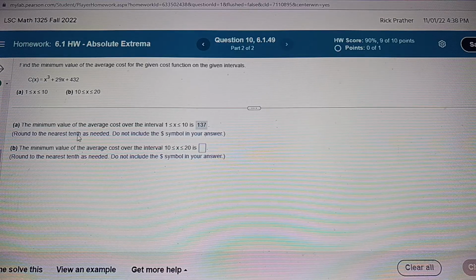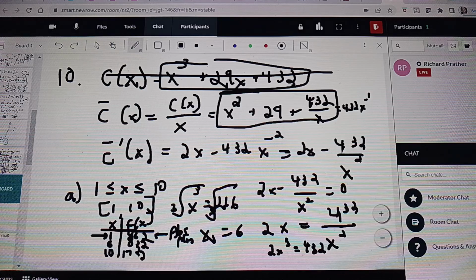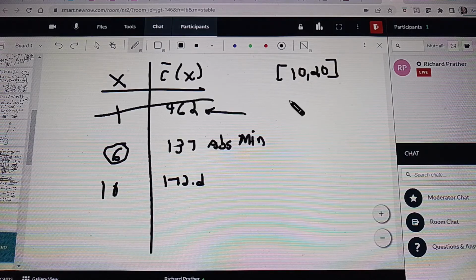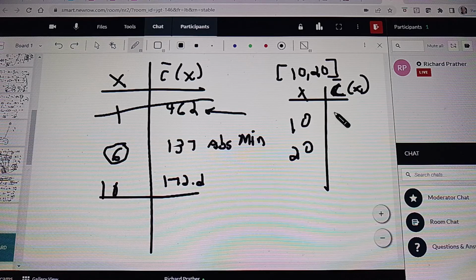Then repeat this for what if your interval was 10 through 20? If the interval happened to be 10 through 20, closed interval still, well then, what was our critical number? The only critical number was 6. 6 isn't even in that interval anymore. So then our whole list would just be the endpoints. We had one of those earlier too, where there were no critical numbers in the interval that we cared about. So all I have to check is 10 and 20. And we already did 10, it's right here, 172.2.